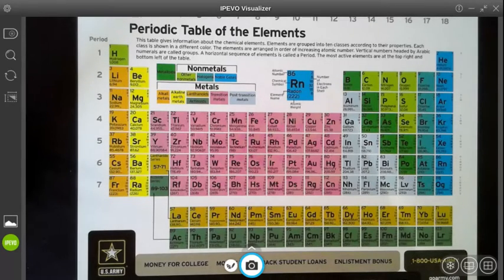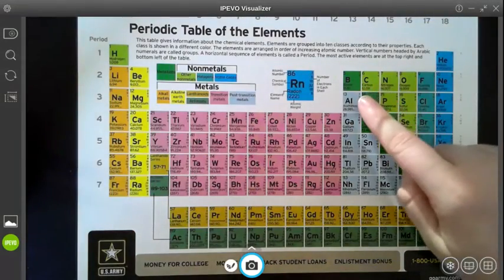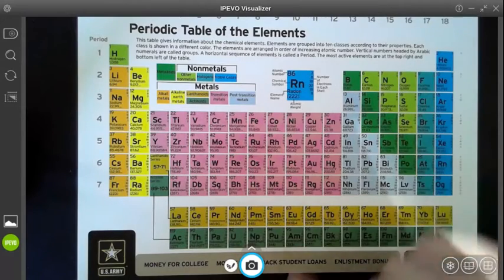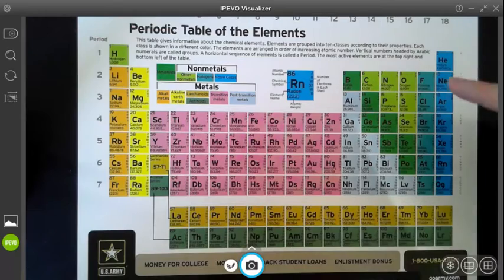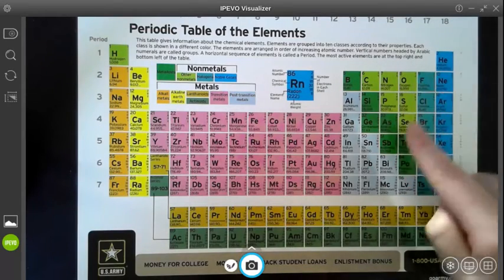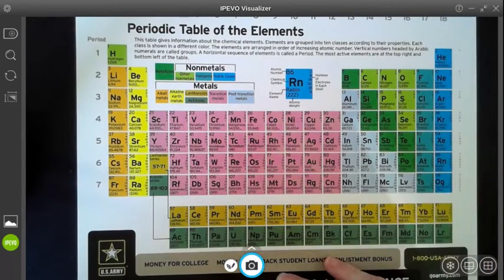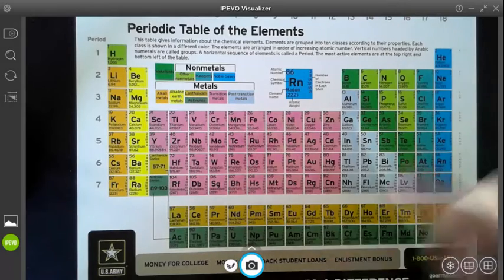The light green, those are other nonmetals, which means some of them are gas and some of them are solid. Hydrogen is a gas. Carbon is a solid nonmetal. Nitrogen is a gas. Oxygen is a gas. Phosphorus, sulfur, and selenium are all solids, but they're all considered nonmetals.